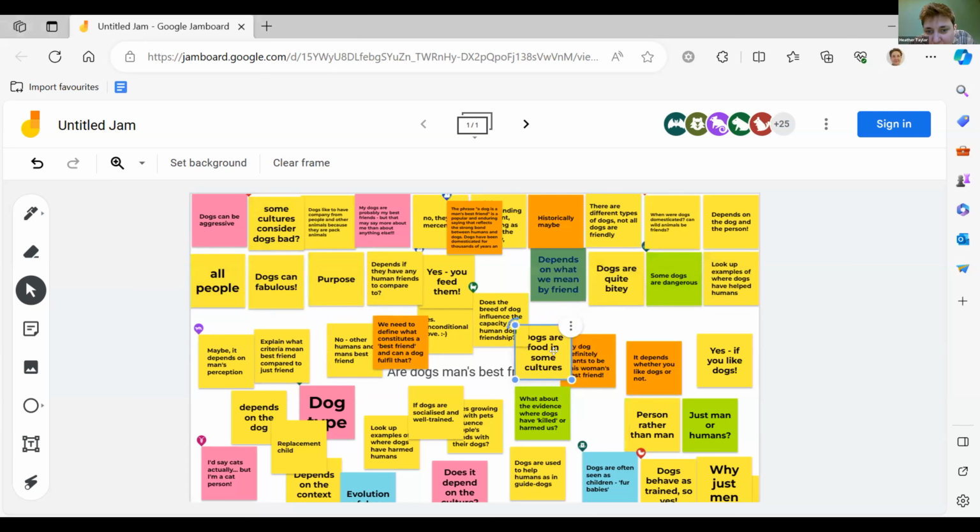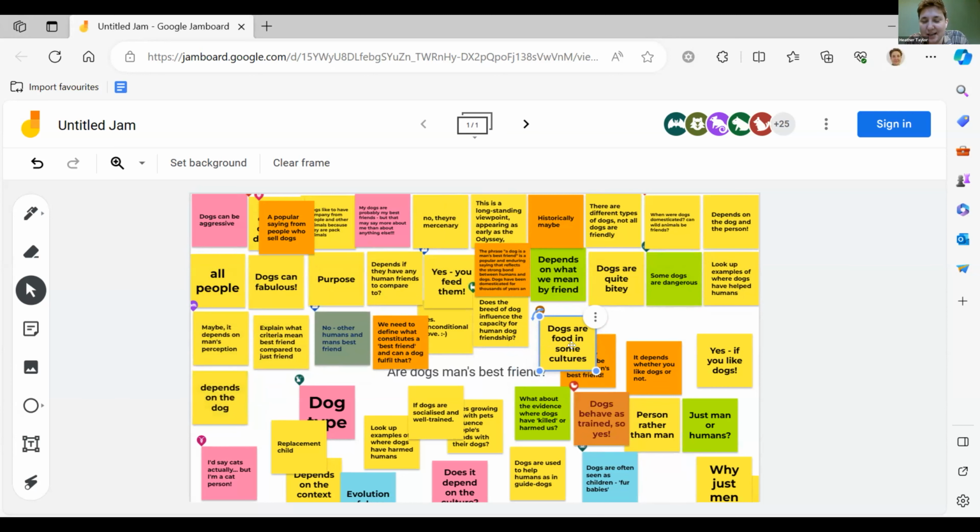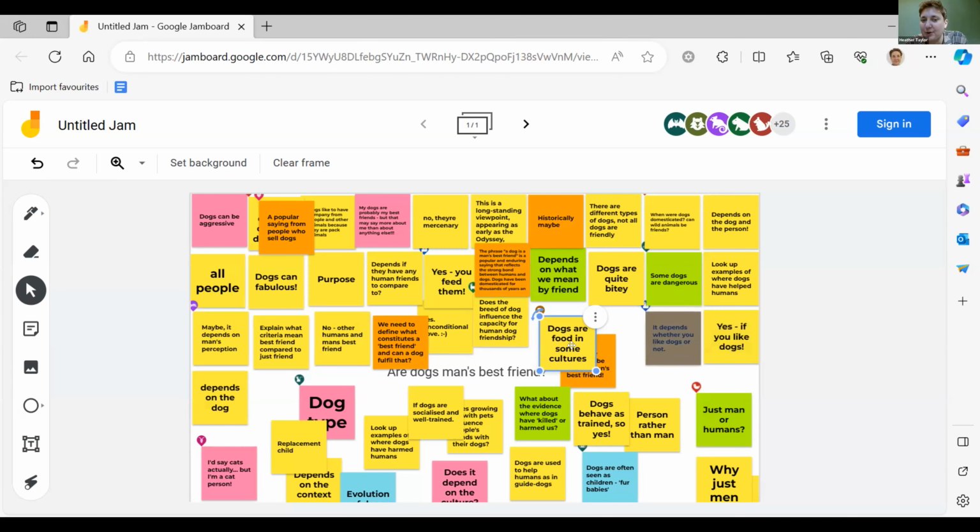So we've got this one here, that dogs are food in some cultures. This one often comes up with my students, and it's obviously a really good opportunity for me to make sure they don't say anything racist. But yeah, let's consider this a little bit more though. So if dogs are a food in some cultures, does that necessarily prevent them from being man's best friend? What do people think in response to that?